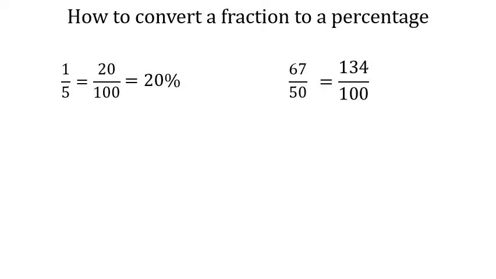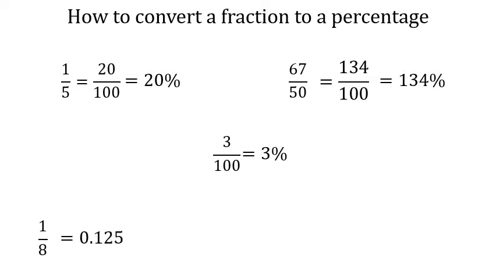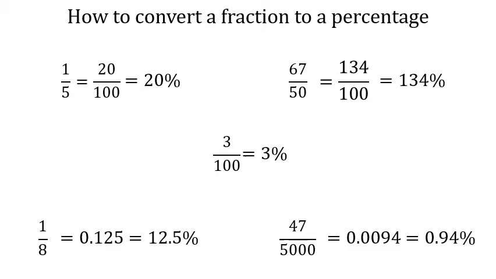Here are 5 examples. 1/5 can be changed to 20 over 100 using equivalent fractions, giving 20%. 67 over 50 can be changed to 134 over 100 using equivalent fractions, giving 134%. 3 over 100 can just be written as 3%. I've converted 1/8 into decimal, getting 12.5%, and I've also changed 47 over 5000 into a decimal to get 0.94%.